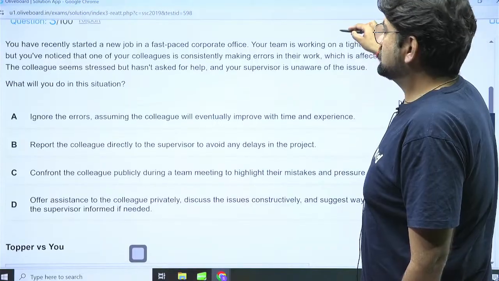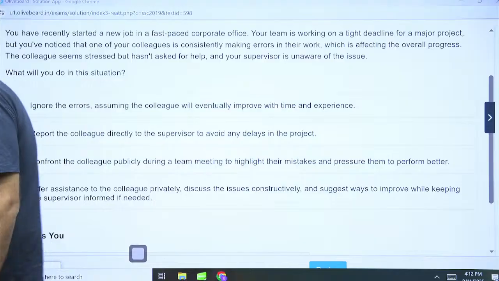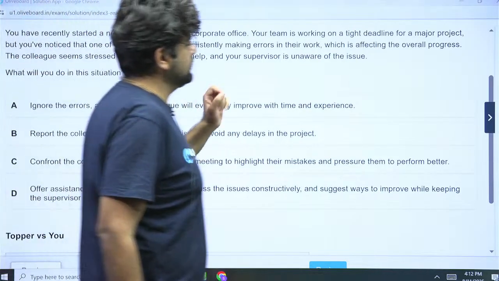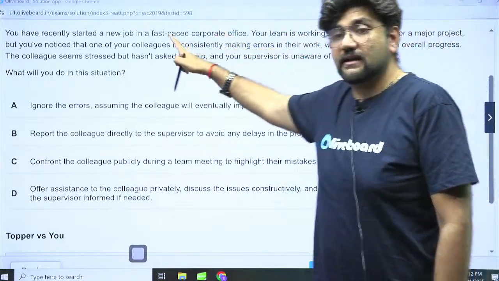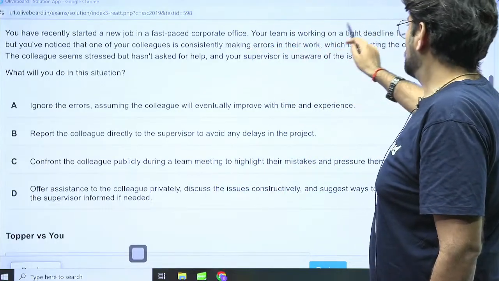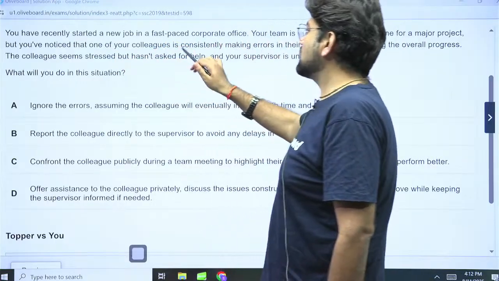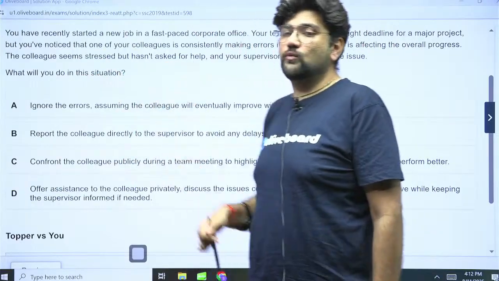Okay. This is about social emotional intelligence. Just read this question. So, you have recently started a new job in a fast-paced corporate office. Great. Your team is working on a tight deadline for a major project. Great. But you have noticed that one of your colleagues, remember, read colleagues, not your subordinate, is consistently making errors in their work, which is affecting the overall progress. Fine. The colleague seems stressed but hasn't asked for help, and your supervisor is unaware of the issue. What will you as a colleague do in this situation?